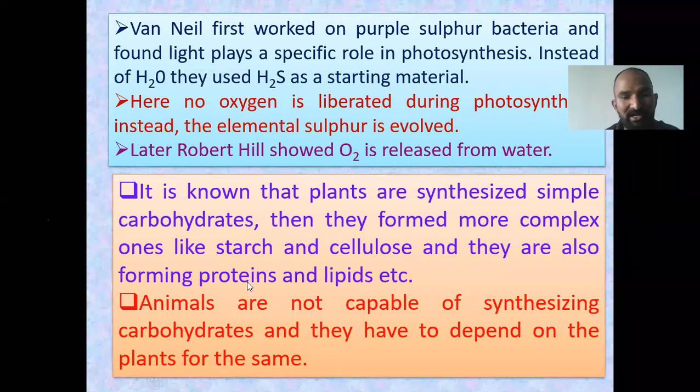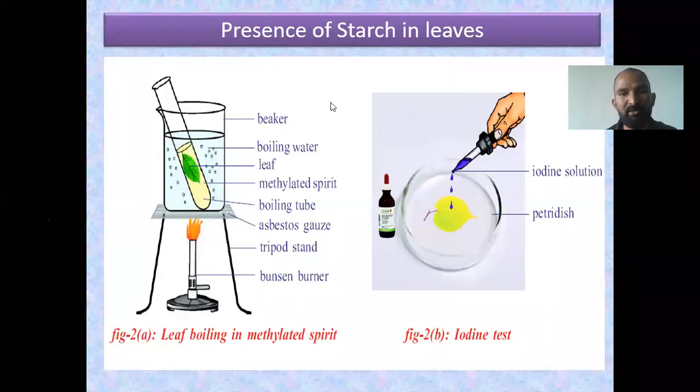Regarding animals, animals are unable to synthesize carbohydrates. We all know that because we are heterotrophic organisms, we are unable to synthesize carbohydrates in the presence of light. That's why we depend upon plants. Whatever carbohydrates we obtain come from plants or from animal food. Whatever carbohydrates we take come from plant food only.